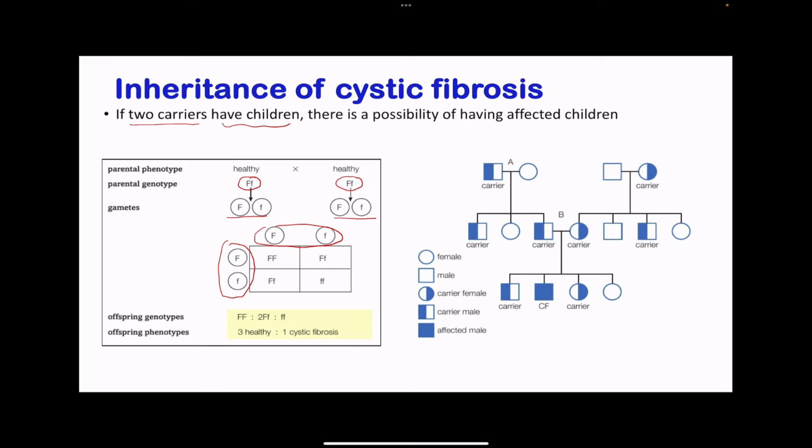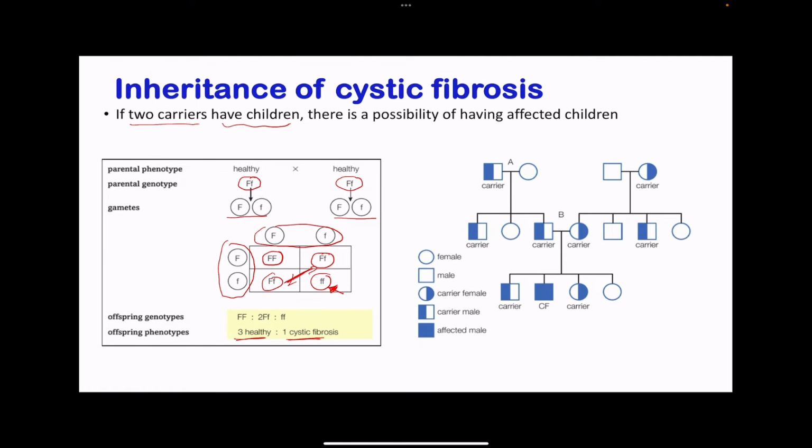The possible genotypes of the offspring is going to be that. We have that, that, and that. This is homozygous recessive for the condition, and therefore that child is going to have cystic fibrosis. So the resultant genotype of the offspring is going to be a ratio of 1 to 2. Two of these are going to be heterozygous, and one is going to be homozygous recessive. So in the end, we have 3 healthy children and 1 child with cystic fibrosis.